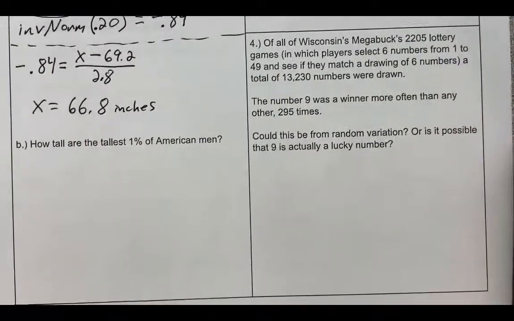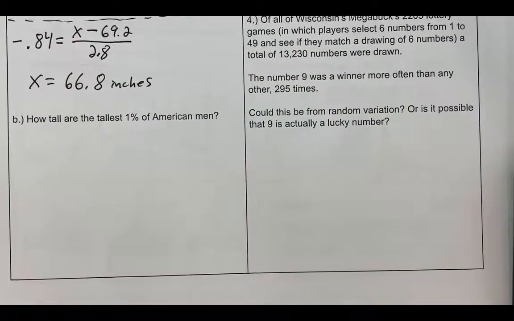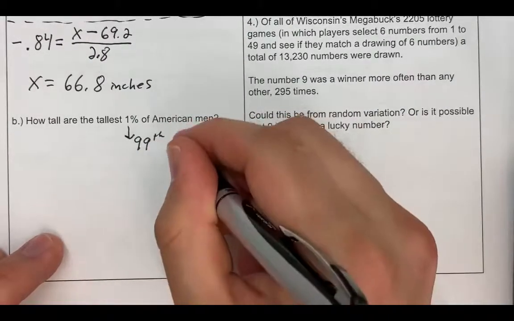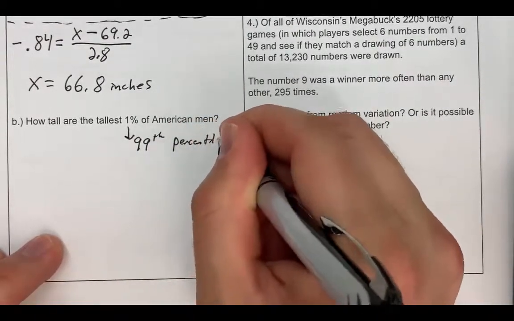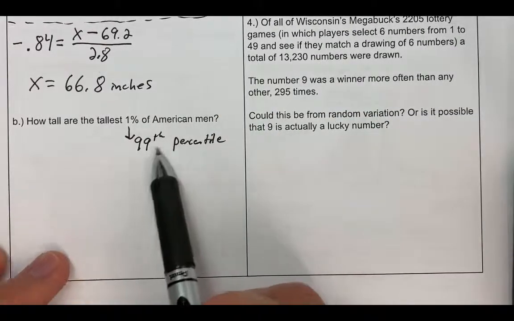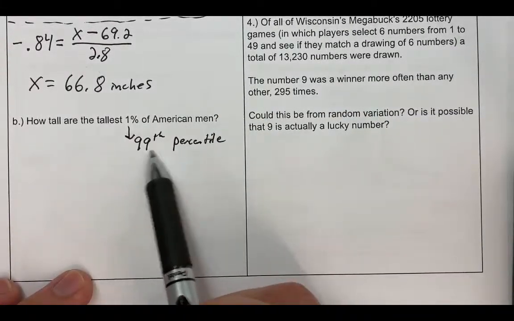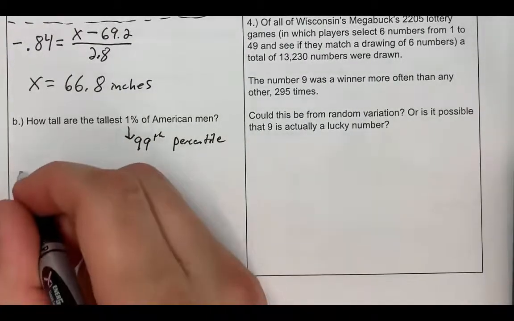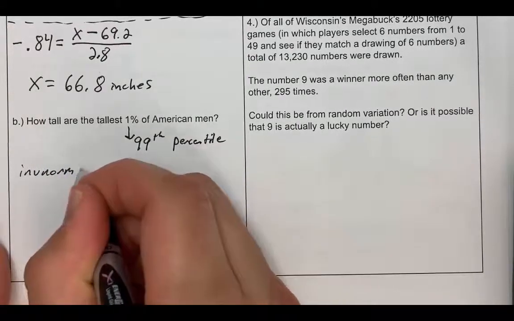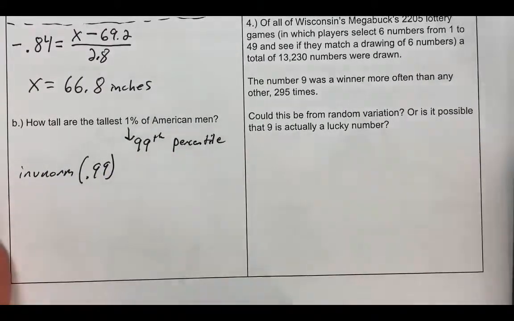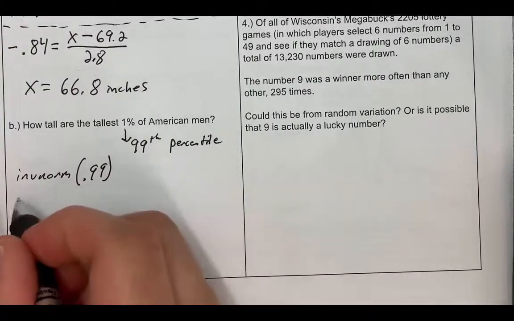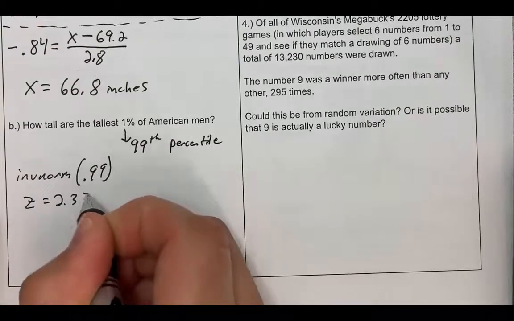Okay, let's go check the next one. How tall are the tallest 1% of American men? Well, the first thing you need to do is interpret this as the 99th percentile. Because remember, if you're in the 99th percentile, that means that you're taller than 99% of men. So what we're going to do then is go inverse norm of 0.99. And that'll calculate the z-score. It turns out that z is equal to 2.33 when you do that.